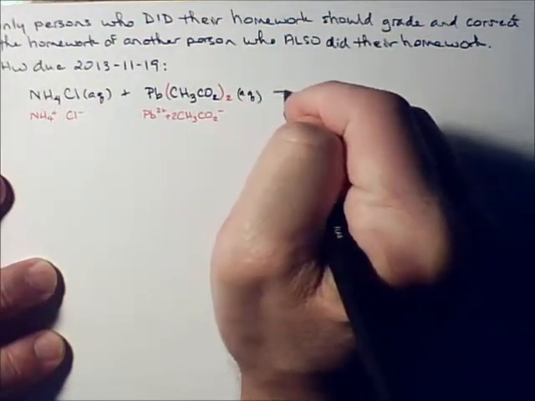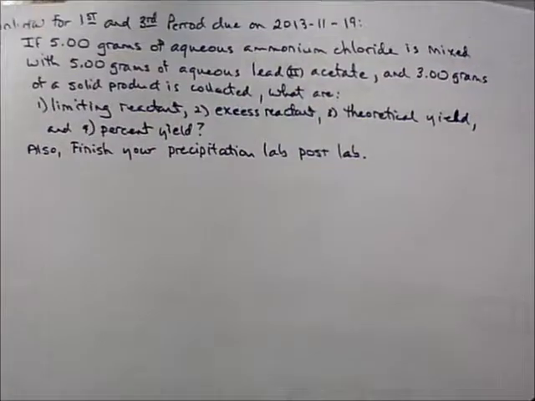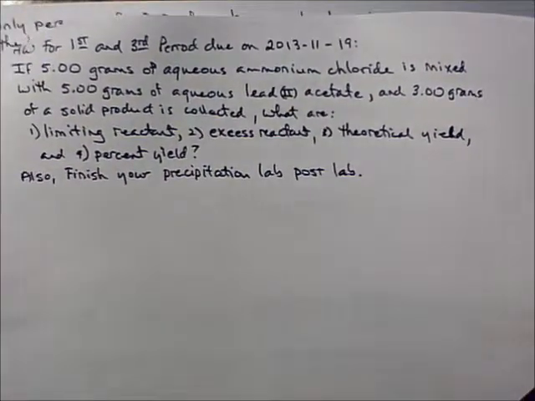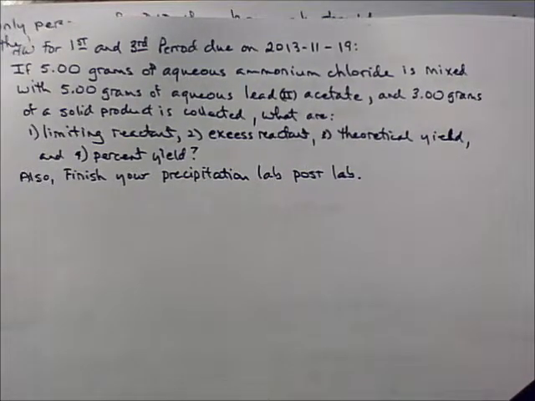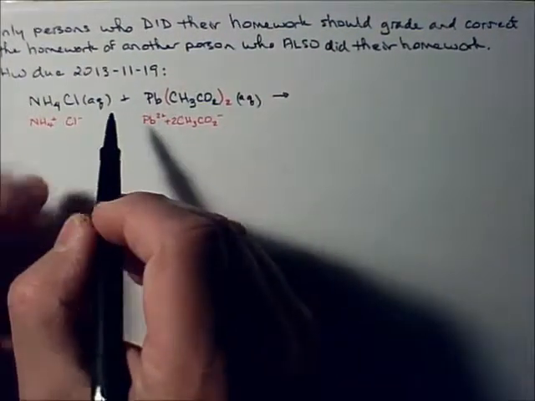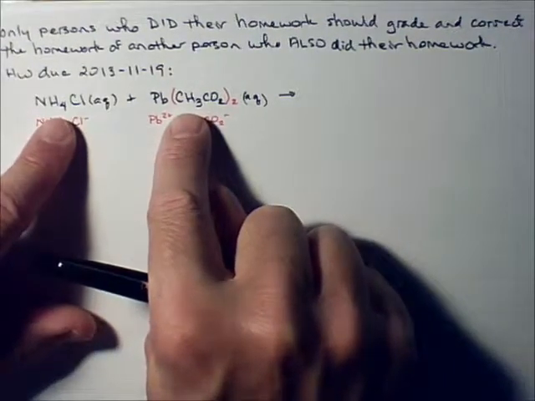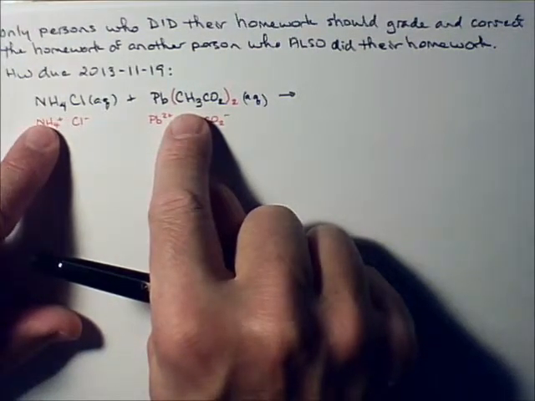Okay? And then the question says 3 grams of a solid product is collected. So that's your product. That's what we're going to be looking for. We need to figure out what that product might be. So we're going to look at the problem and identify what classification of equation we have here. Double replacement. It is double replacement.